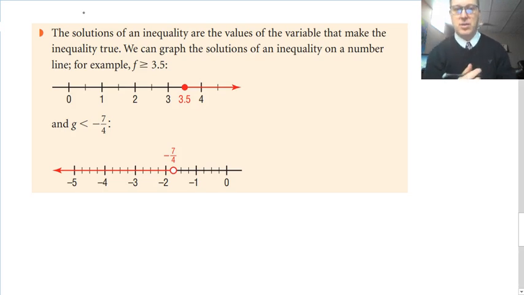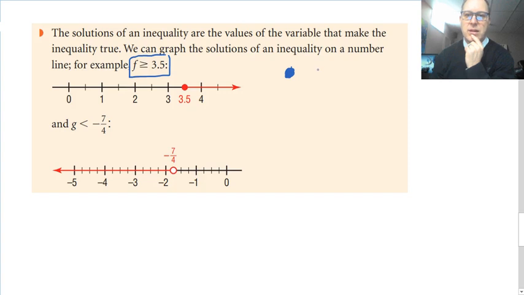What about graphing the inequalities? Okay, so if you're asked to graph inequalities like this, f is greater than or equal to 3.5, you start with a number line, and you place 3.5 on the number line. Now notice that this number line has a solid dot at 3.5. The solid dot is for the equals part.